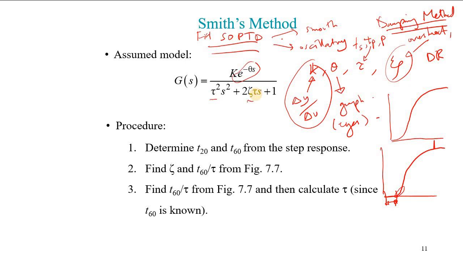How to find tau and xi? We need T20 and T60. Again, 20% of Km and 60% of Km. If you determine T20 and T60 from the figure, all you need to do now is use figure 7.7 to find T60 over tau, and by that we can find tau, and to find xi. If you find T60 over tau, of course you're going to find tau, and xi is already identified.